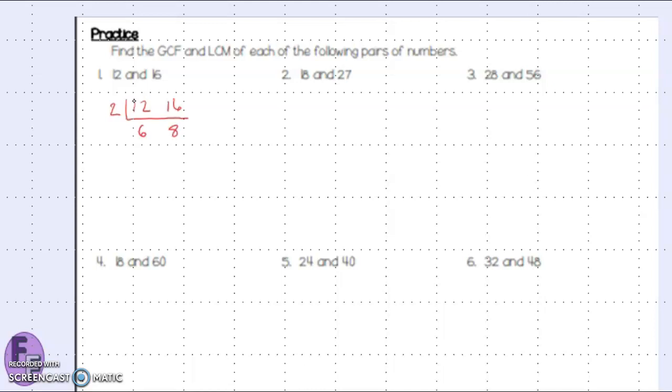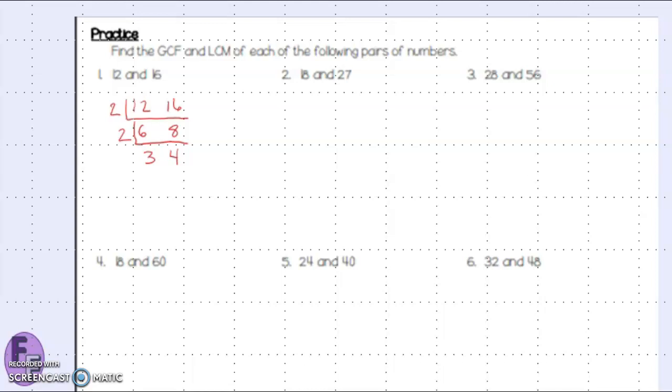Since these two numbers are not relatively prime, I will make another division bar and divide both of these numbers again by 2 because they're both even. 6 divided by 2 is 3, and 8 divided by 2 is 4. Since 3 and 4 are relatively prime, that means that I can stop my division at that point.